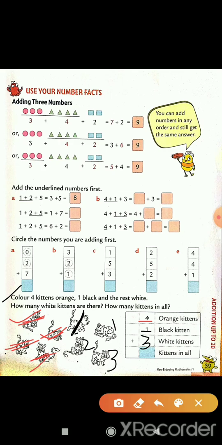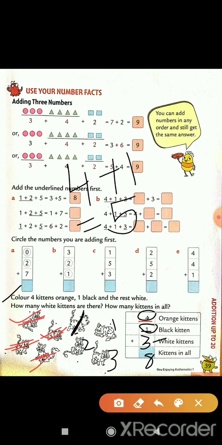How many kittens are there in all? 1, 2, 3, 4, 5, 6, 7 and 8 kittens. You can count all the kittens, or else you can count these two first. 4 plus 1. 4 plus 1 is equals to 5. Then you have to add 3 to the 5. So 5 plus 3 is equals to 8. Got it, students?